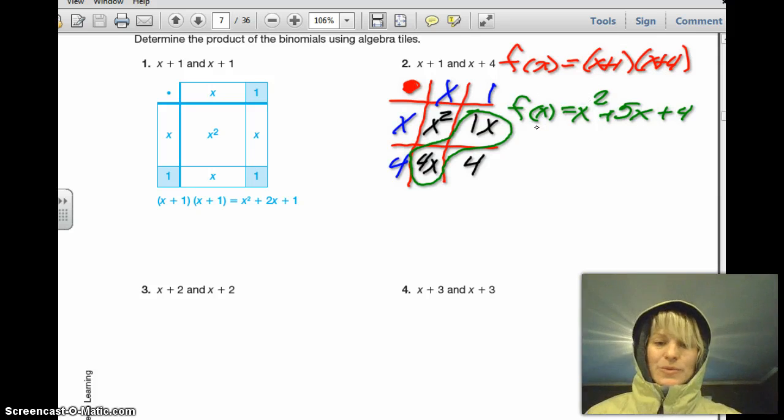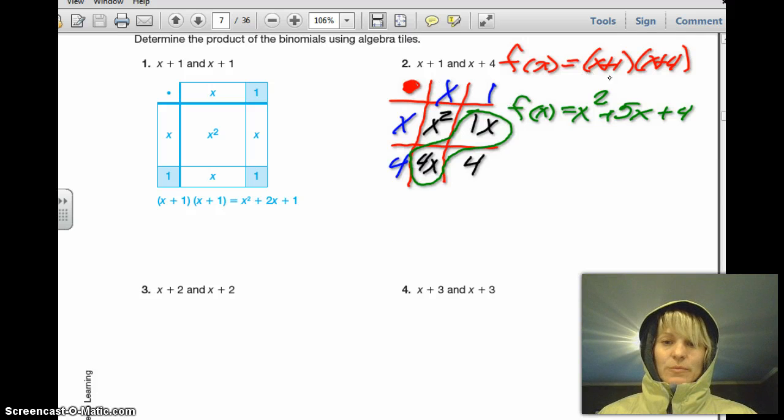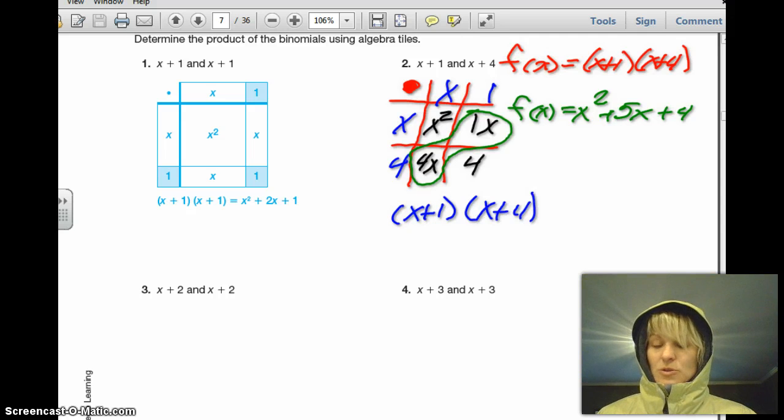Now another way, some people don't like this box method, and that's fine. You can use more of a distributive approach. So I'm going to do the same problem but differently. Let's just say we have x plus 1 times x plus 4. I'm just going to distribute the x, and then I'm going to distribute the 1. So first let's do the x.